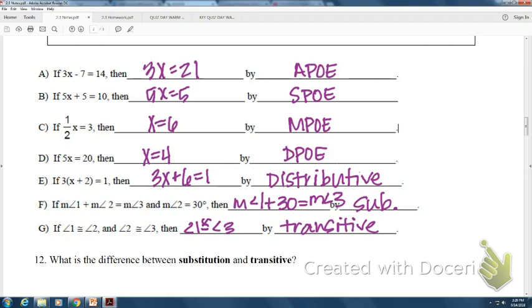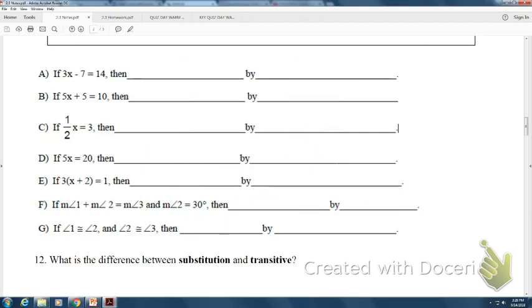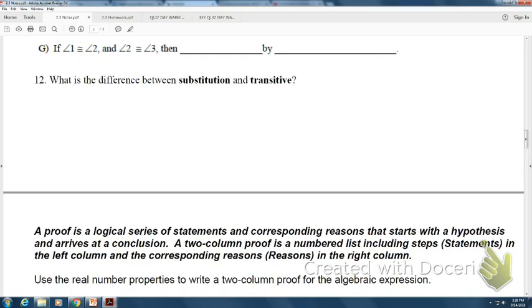Do we notice now the difference between substitution and transitive? Anytime operations are involved, we are going to use substitution. Transitive, our middleman here lines up, it drops off, and then you have 1 is congruent to 3. What is the difference between substitution and transitive? Tell me. Very good. Substitution uses operations.